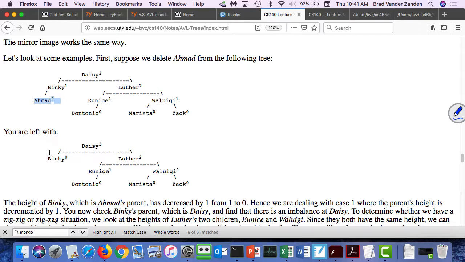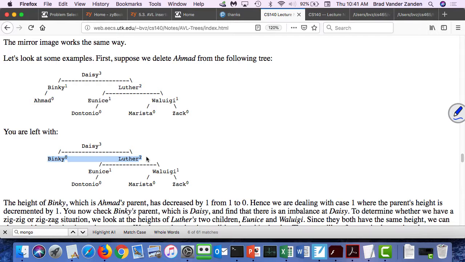So even though Binky's remains itself a balanced AVL tree, the fact that Binky's height changed means we still have to compare Binky's height with its sibling's height, and there's a problem. The heights differ by more than 2, so we have to rebalance.